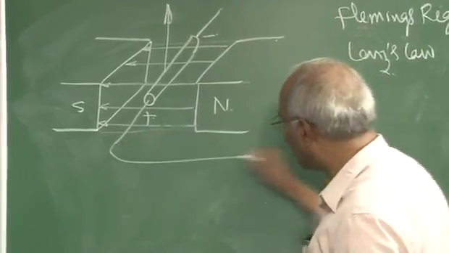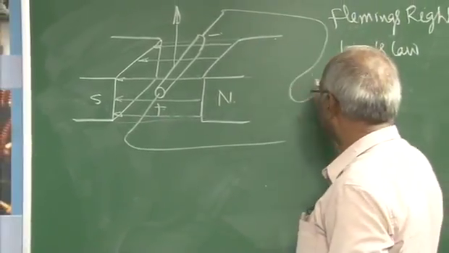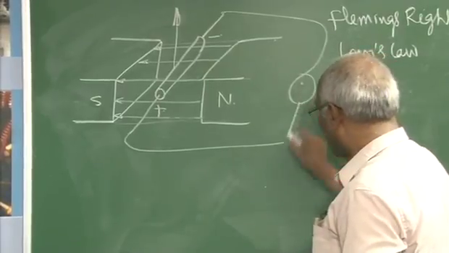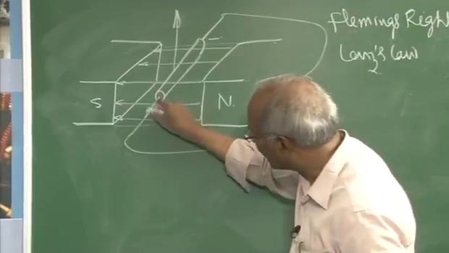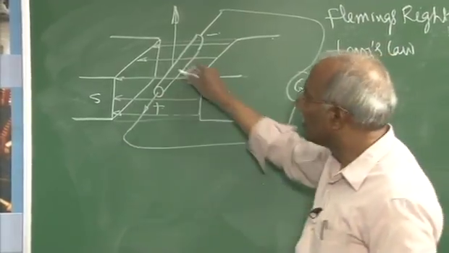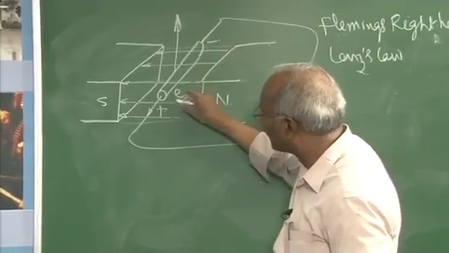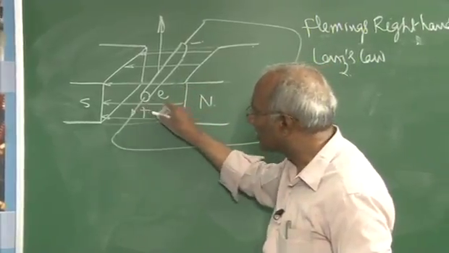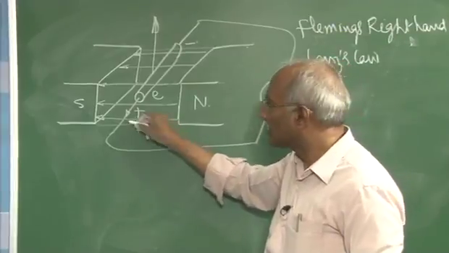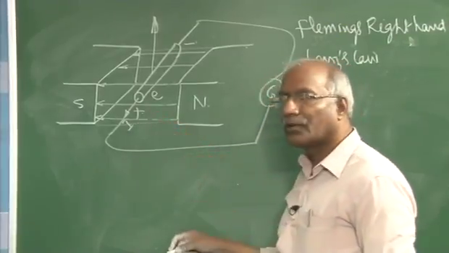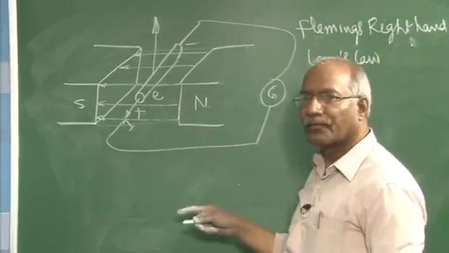If it is given a closed loop, if the conductor is provided with a closed loop like this, let us say it's a galvanometer, then the current starts flowing this way. Remember, the direction of the induced EMF and the direction of the current coming out is the same. Both of them are one and the same. The current comes out of the positive terminal of the polarity for a generator.